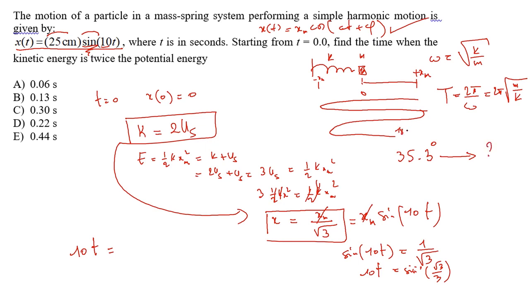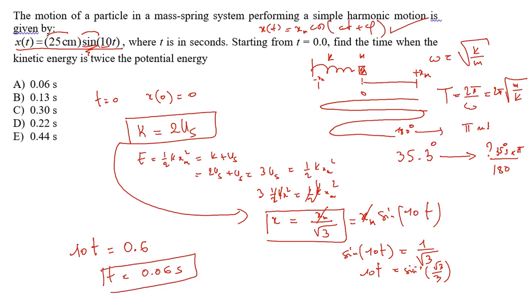You know that 180 degrees is of course pi radians. So here you will have 35.3 divided by 180 multiplied by pi, which is 0.6 radian. So that means your time will be 0.06 seconds. Because here omega is in radians per second and this is in radians, of course t is in seconds, and you get your answer here.